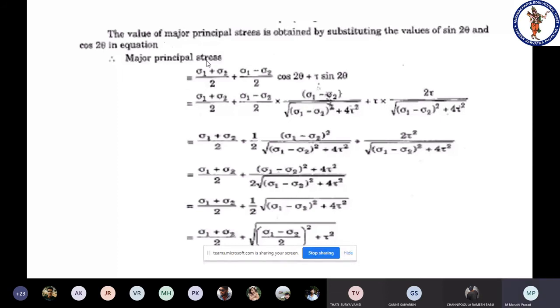So in order to get this minor principal stress, consider the negative root of the diagonal. From that negative root of the diagonal, you calculate sin 2 theta as well as cos 2 theta and substitute those values in the equation of normal stress. Whatever equation you get, that is the equation for minor principal stress.